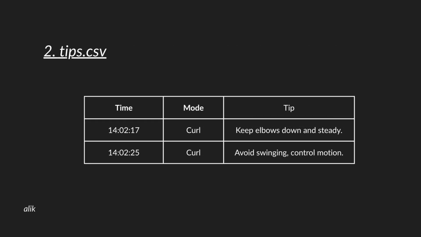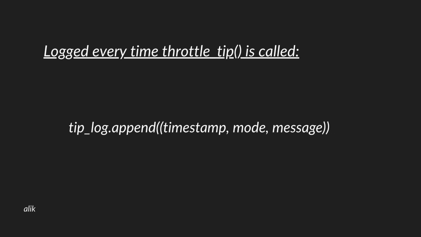Now for the tips.csv, this stores feedback messages tied to specific times and exercise types. For example, at 14:02:17, you have the mode curl enabled, and for your tip this time around, it says to keep your elbows down and steady. In the next timestamp, you're still on the curl mode, but this time around it says to avoid swinging and to control your motion while doing that rep. So this is again for you to go back to a timestamp and use that tip for your learning. This is logged every time throttle tip is called.